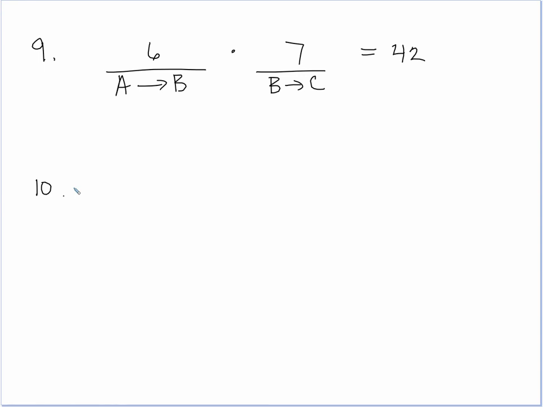10. Toss a coin 7 times. What is the number of possible sequences of heads or tails? Again, you have 7 slots that you fill in. 1, 2, 3, 4, 5, 6, 7. Each one can be heads or tails. There's 2 possibilities in each of these slots. So I get 2 to the 7th power.